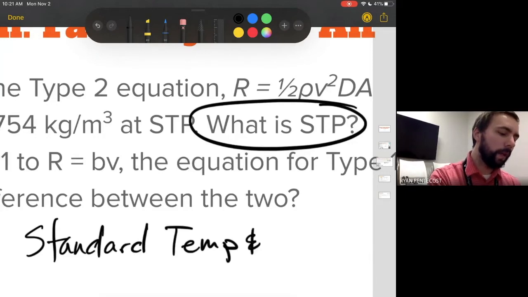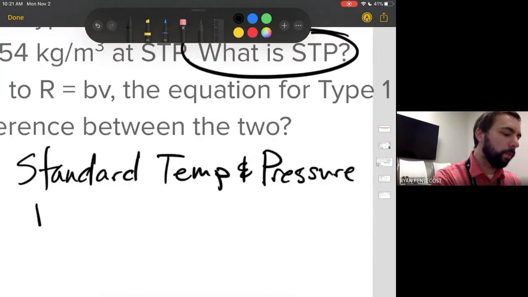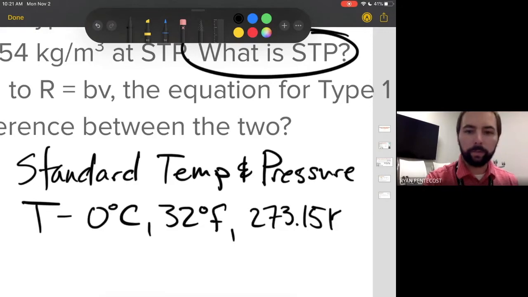And the standard temperature and pressure are, so the temp would be 0 degrees Celsius, which is 32 degrees Fahrenheit, which is negative, no, not negative, Kelvin doesn't have negative. That is 273.15 Kelvin, right? Very cold temperatures.